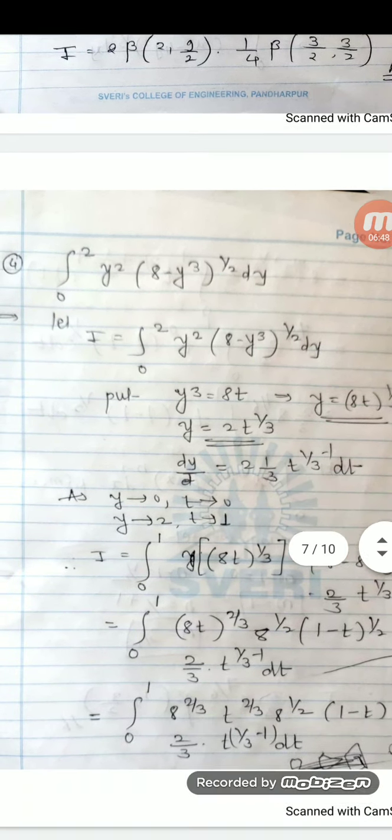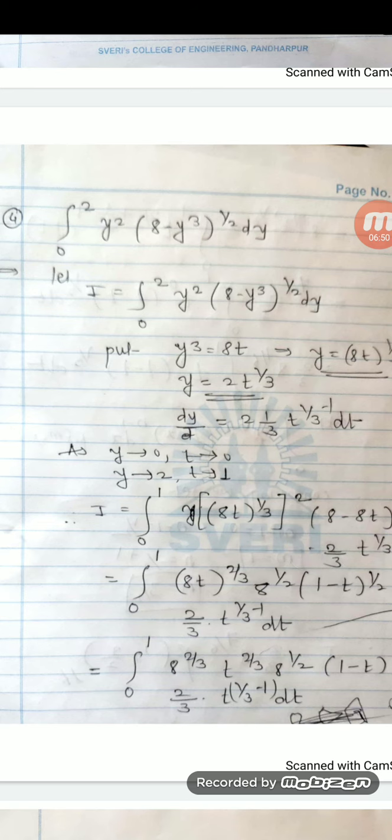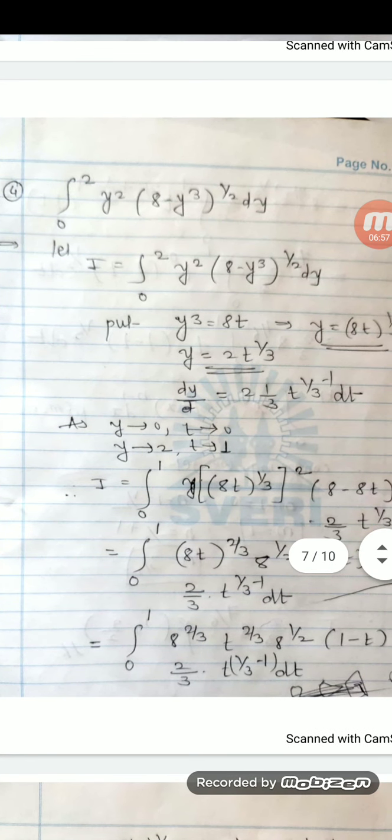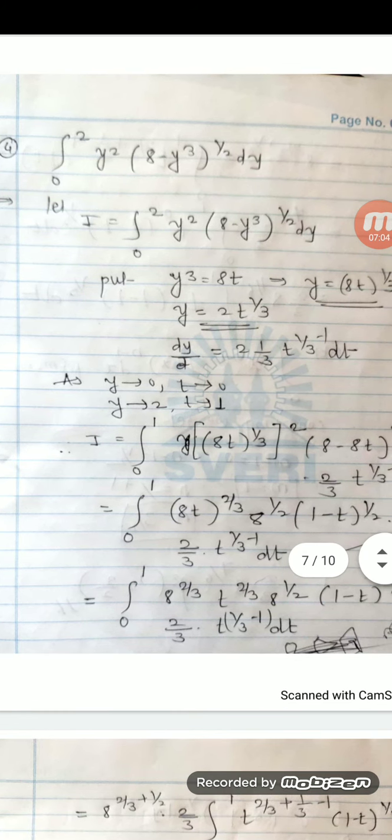Let's consider one more example, similar to type 2, similar to example number 2. The integral from 0 to 2 of y square times 8 minus y cube raised to half dy. By observation, clearly it does not belong to any type of our beta functions, type 1, 2, 3, 4, 5. So it is an example of a substitution, like example number 2 that we have seen in this video lecture.